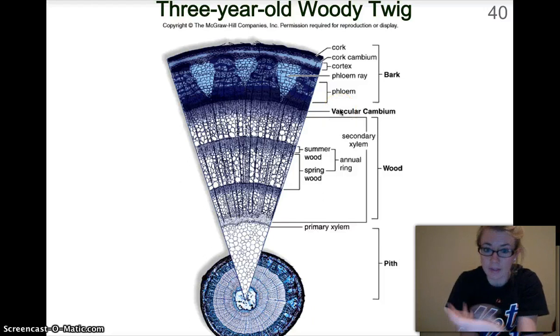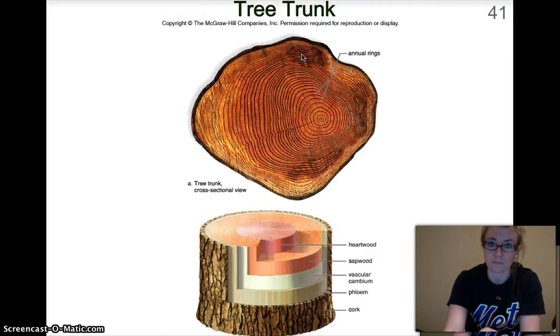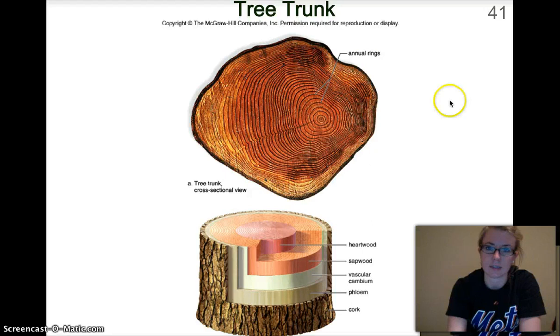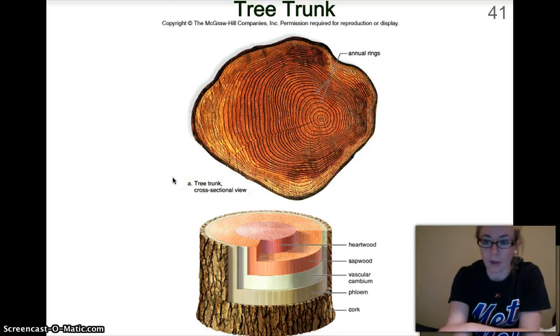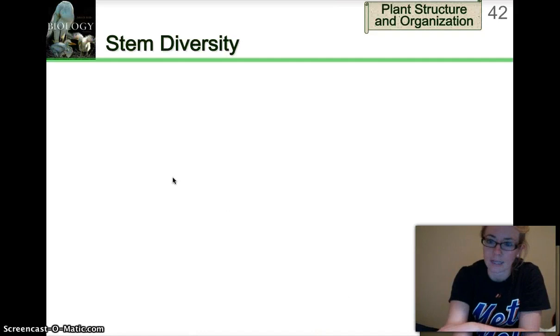That's why you can tell the years if you cut down a tree stem, because you can see the annual rings. This vascular cambium right here is making new xylem and new phloem. The phloem, along with the cork and the cork cambium, are becoming the bark. So those are three different layers of a woody stem. And here's a tree trunk. You can actually see the annual rings. Again, that's the difference between the summer and the spring xylem, secondary xylem.